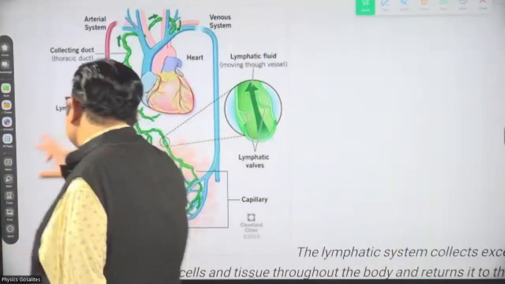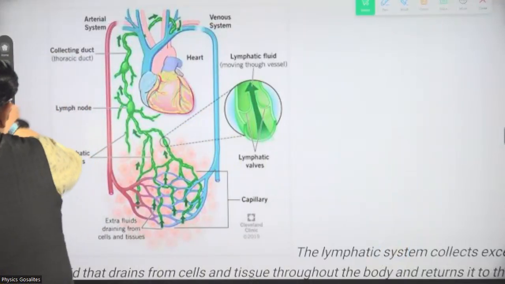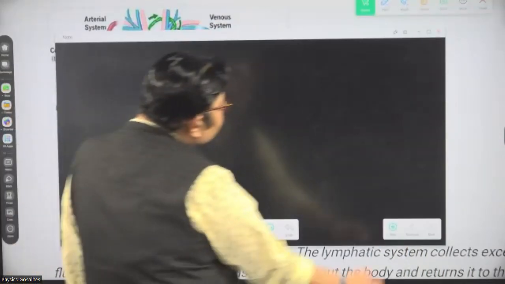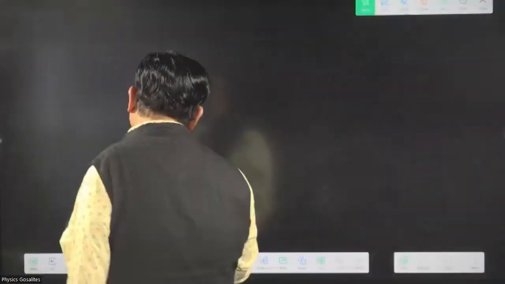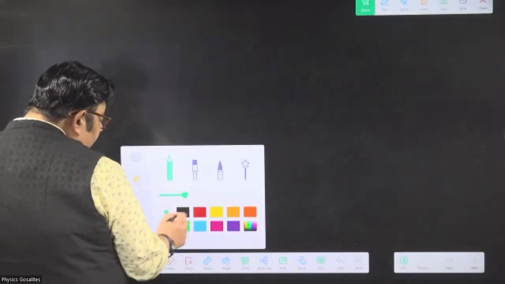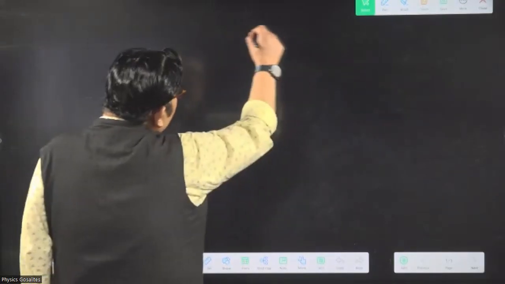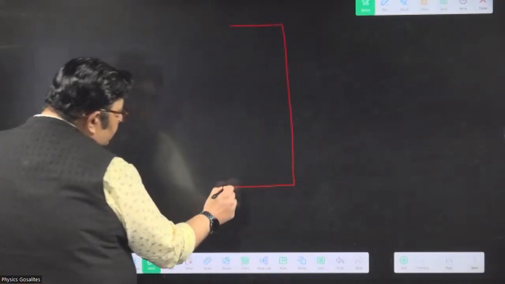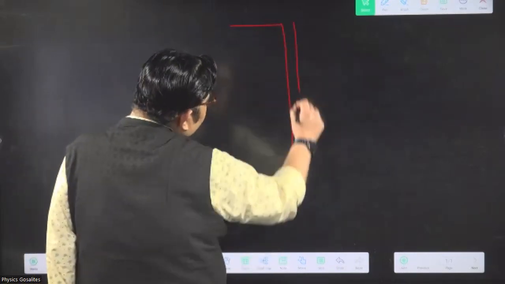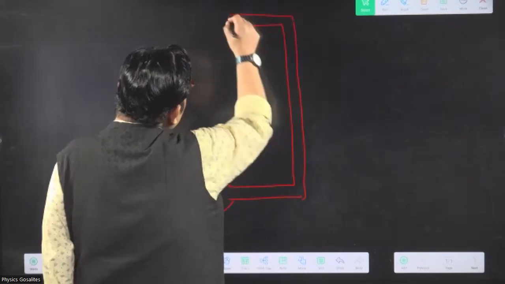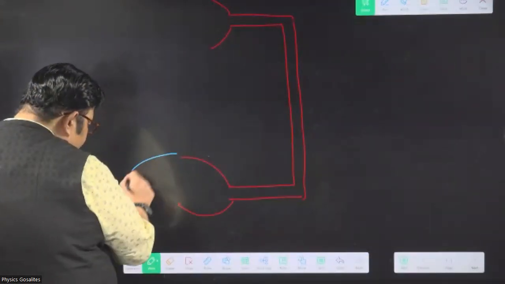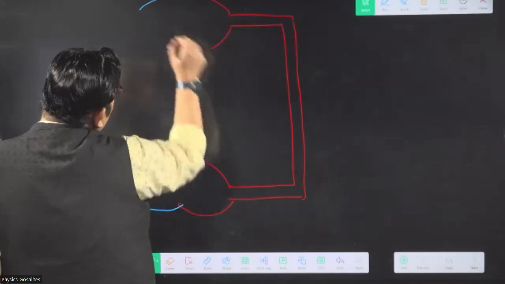Here, the concept of an open and a closed circulatory system is this: in a closed circulatory system, there is a closed loop. For example, the heart pumps the blood, and the arteries carry the blood to the tissues. There is a capillary loop here. Again, I can show the venous system, the venous side of the capillary loop.